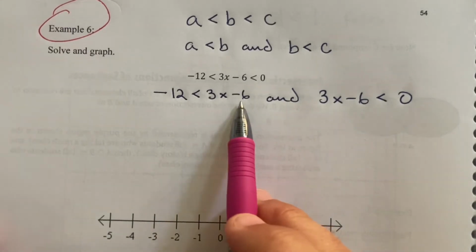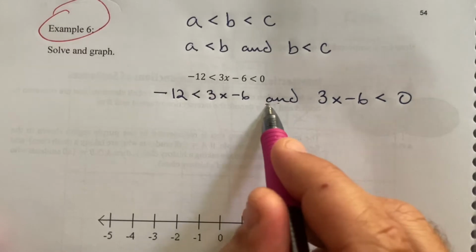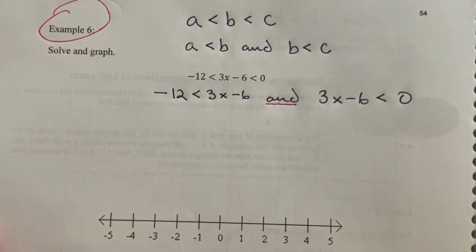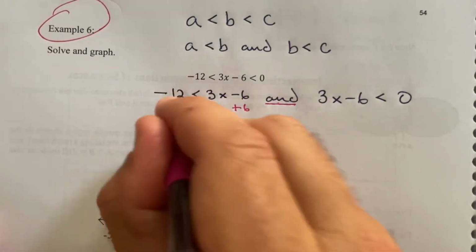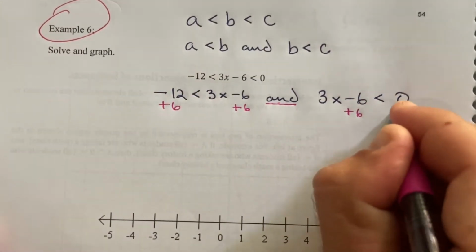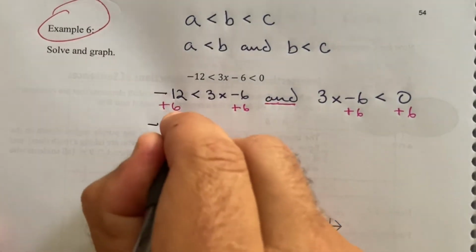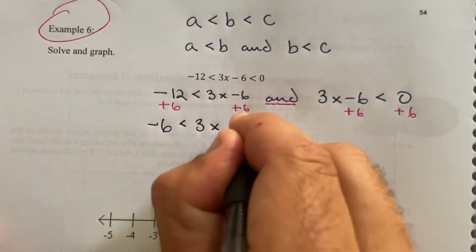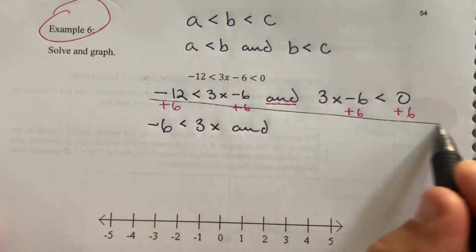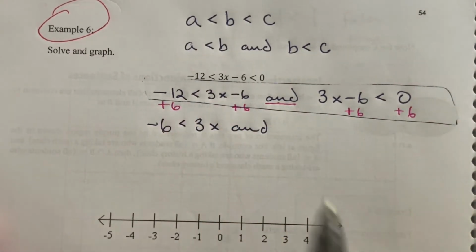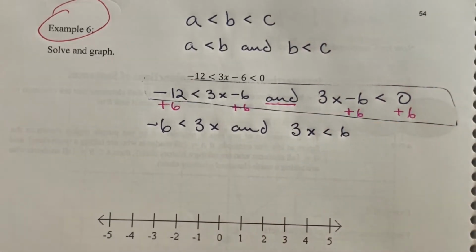What I'm now going to do is solve, and then we're going to need to think about this word and. So I'll go ahead and add 6 and add 6. So I'm solving these in parallel. So negative 6 less than 3x, and I'm just copying down that word because really this whole thing is our problem. And then I have 3x less than 6.